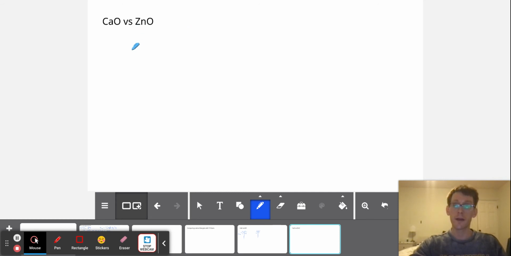So next we have calcium oxide versus zinc oxide. And notice that because there's oxide in both cases, all we really need to do is compare the cations, since there's no difference among the two anions. So here we go. Now, the charge we'll find actually is going to be equal for both. The charge of calcium is +2, and so is the charge of zinc.